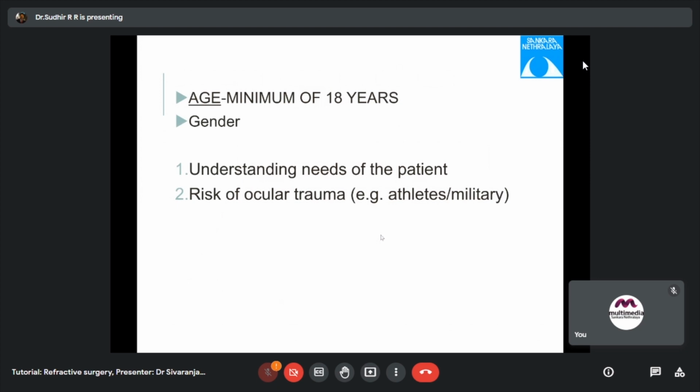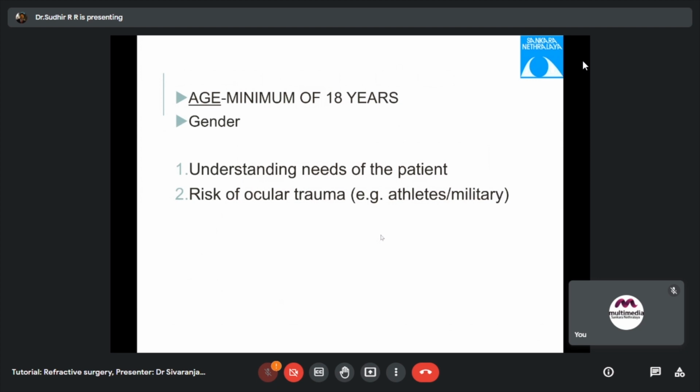The second one is gender. What is the importance of gender? The importance is hormonal imbalance. Many healing mechanisms are affected when there is a hormonal imbalance or fluctuations in hormones. When do hormone fluctuations occur? The most common ones are physiological.